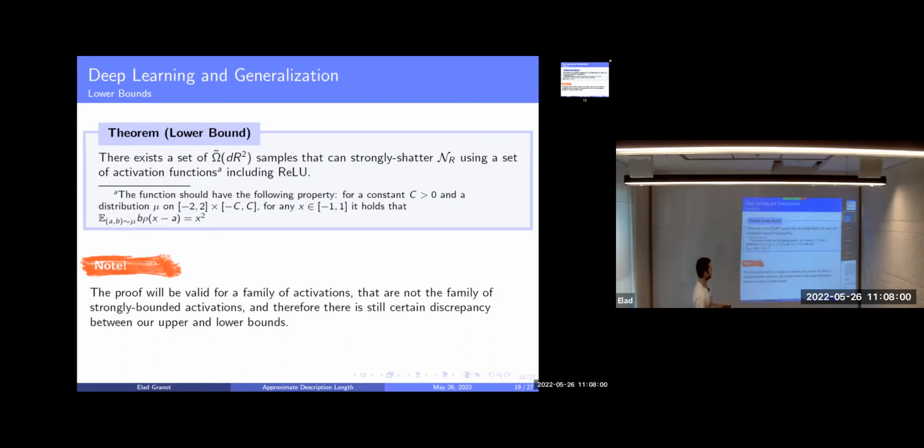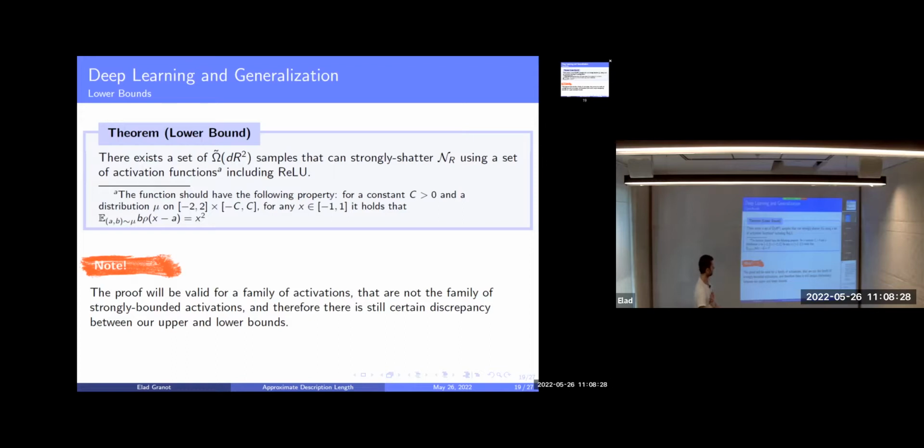And this lower bound indeed includes ReLU. So for the lower bound, we can include ReLU. And if we can shatter with the squared, it means that the sample size must be at least this order, or at least there are some cases, in the worst case scenarios, that use this number of samples.